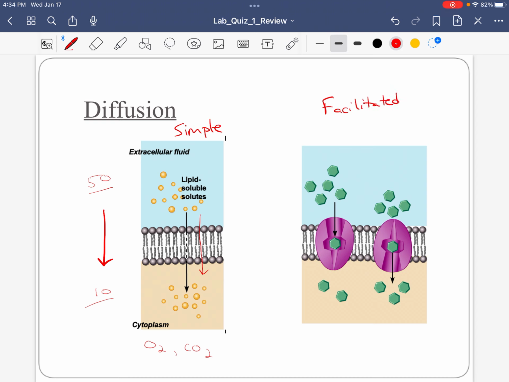Facilitated diffusion is still moving particles from areas of high to low concentration, but it's just doing so through a protein channel. So the diffusion is facilitated or helped by a channel. Larger particles tend to do that. The examples that I'm giving you are ions and glucose. It's still diffusion from high to low, but they diffuse through a protein channel, which is specific, right? Glucose can only diffuse through a glucose-specific protein channel. Sodium can only diffuse through a sodium-specific protein channel.